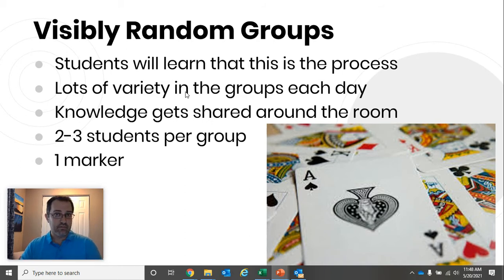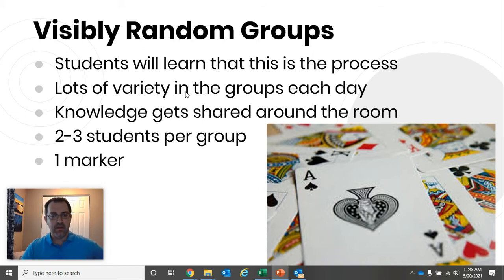Making it visible is as simple as just using a deck of cards to make the random group. So we're really emphasizing the fact that this is what's happening. We're not hiding anything. We're intentionally making it random. And that would hopefully help the students to understand that, hey, each day you're going to work with someone new. This is just the format that we will always take. Shouldn't be any arguments, hopefully, if we do it that way.